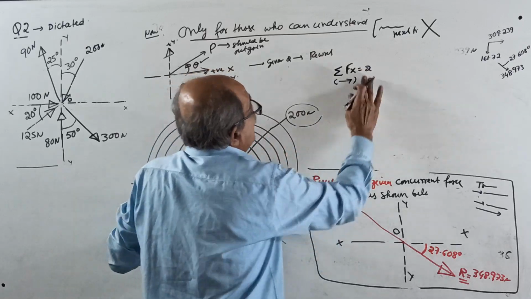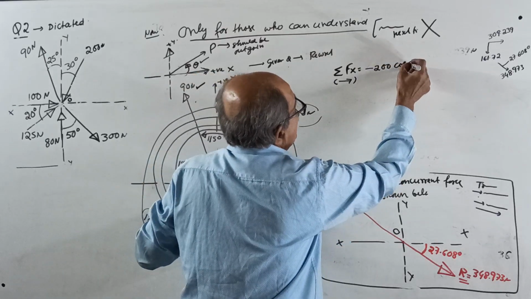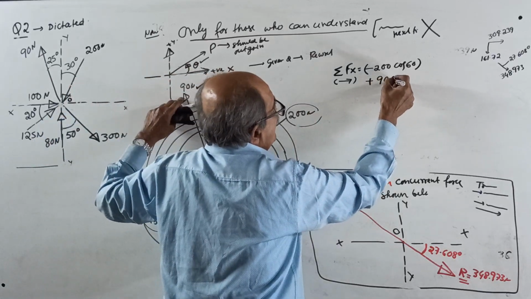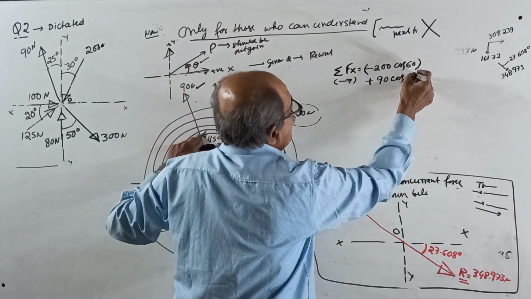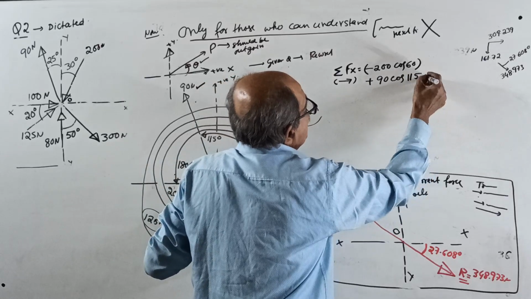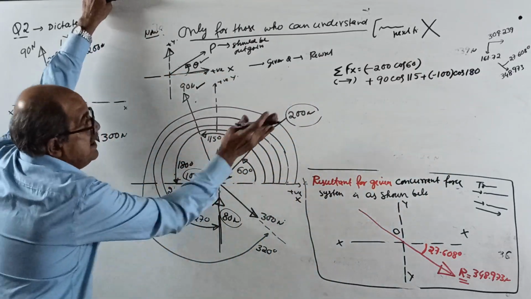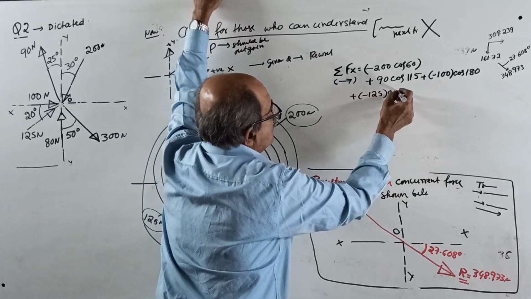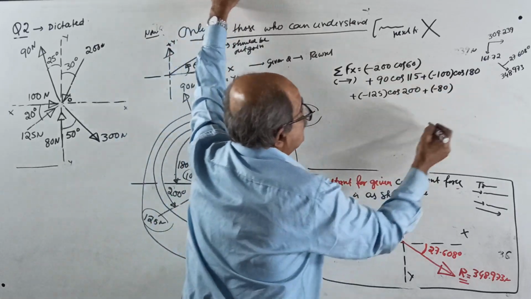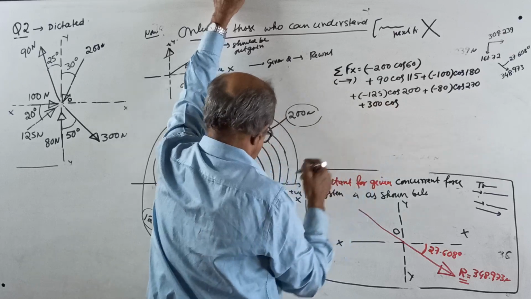Start: 200 is coming this way, minus 200 cos 60, then plus 90 cos 115, then 100 is this way, negative, plus minus 100 cos 180, plus minus 125 cos 200, plus minus 80 cos 270, lastly plus 300 cos 320.